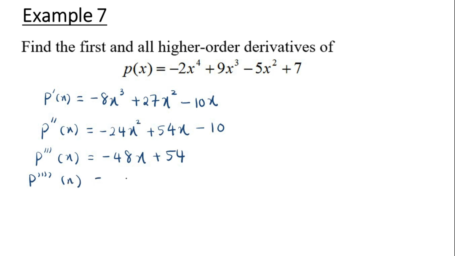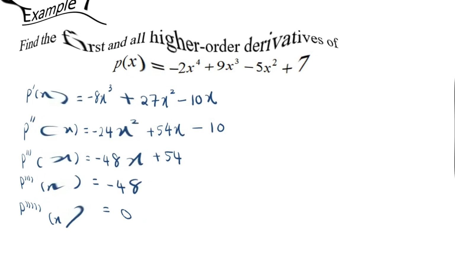We're going to get negative 48. And last one, differentiate it once again for the fifth time. You're going to get the answer of 0, and that would be the maximum order of derivative for p of x, because whenever you differentiate 0, you're going to get 0 again as your answer.